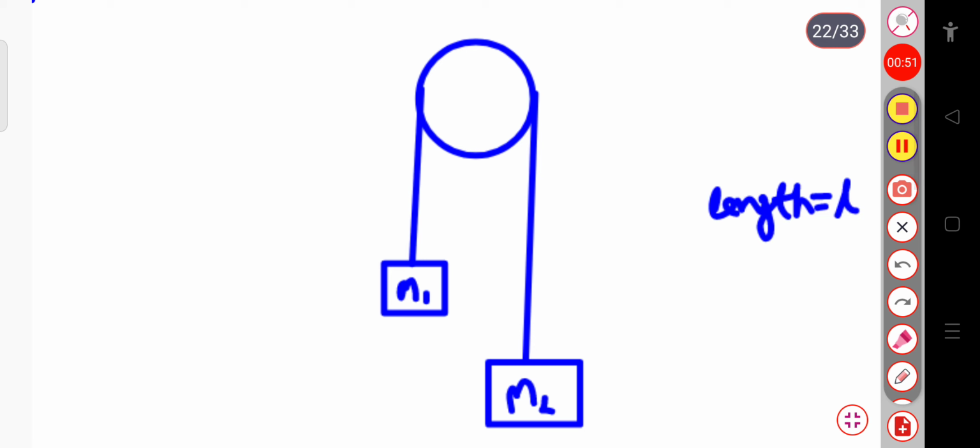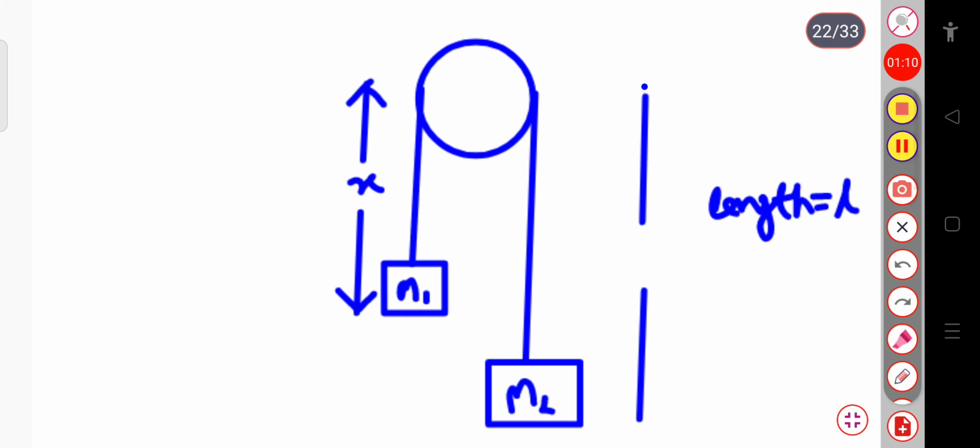If we consider x as the variable, that is the vertical distance from the pulley to the mass M1, this is x. Then the mass M2, since the total length of the string is L and from the pulley to the mass M1 the distance is x, will be at a distance L minus x from the pulley.